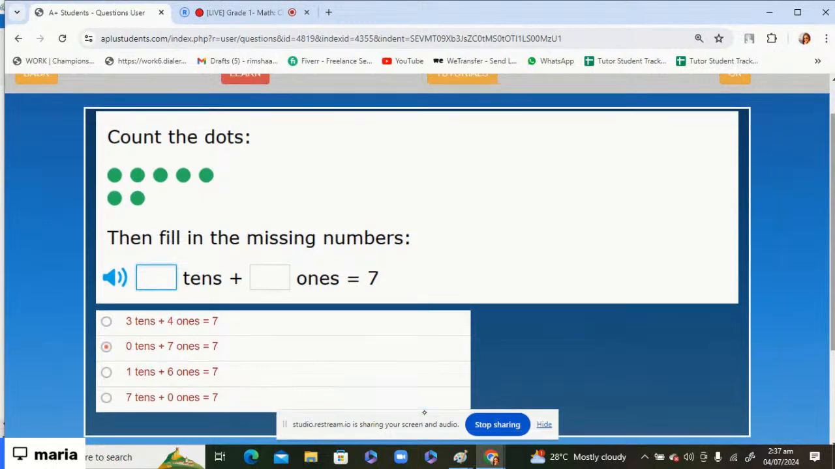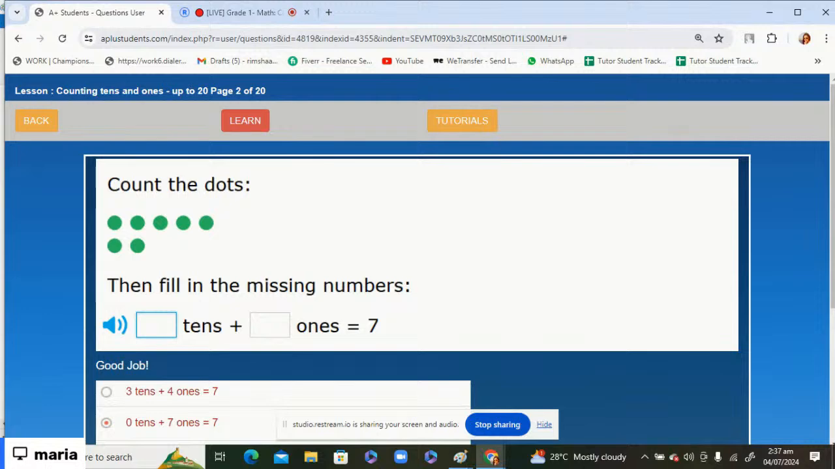So let's go with it, then check whether our answer is right or wrong. Yes, it's right.